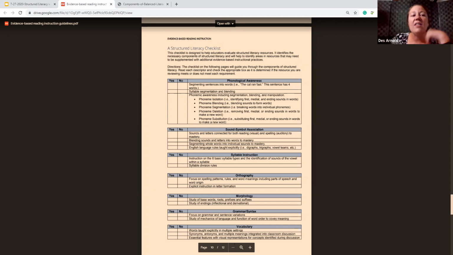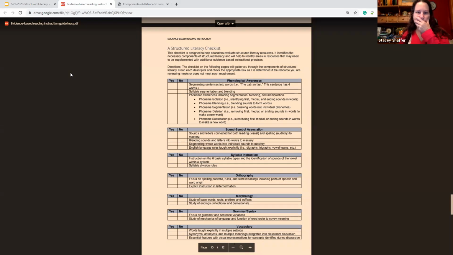So just click the link that says drive.google in the chat box. Okay, hold on. I don't even see one that says drive. I don't see it. I had mixed up the titles with the links. So it's the link under components of balanced literacy. Right, hold on. I don't want to take up everybody's time. I'm sorry. I'll find it then.